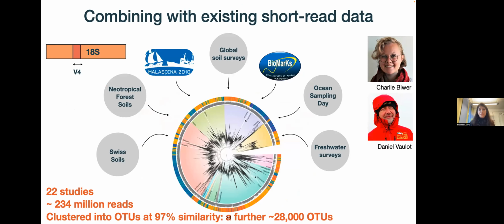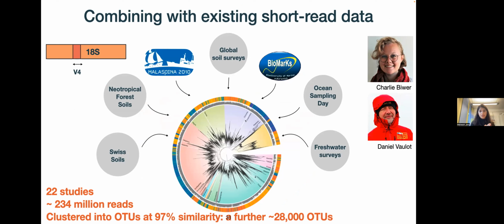Now, while comprehensive, our tree, of course, does not cover all of eukaryotic diversity. We're missing many species. So we tried to increase this covered diversity by incorporating short-read metabarcoding data sets that were publicly available. Here we focused on the V4 region because it's slightly longer and has more of a phylogenetic signal than the much shorter V9.